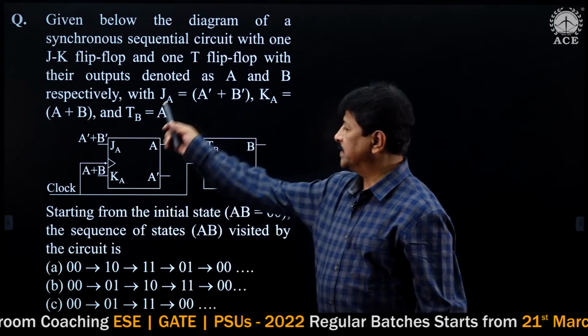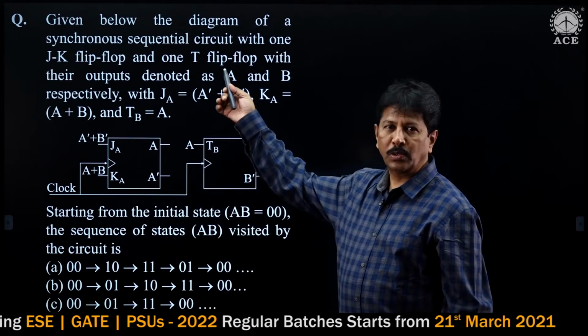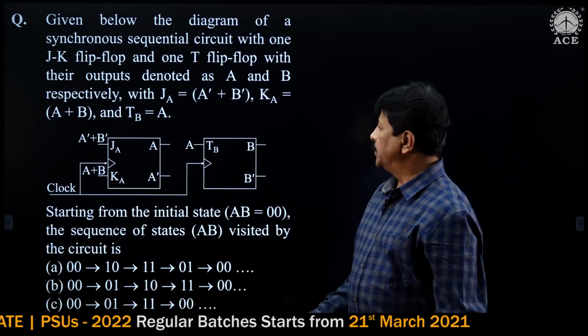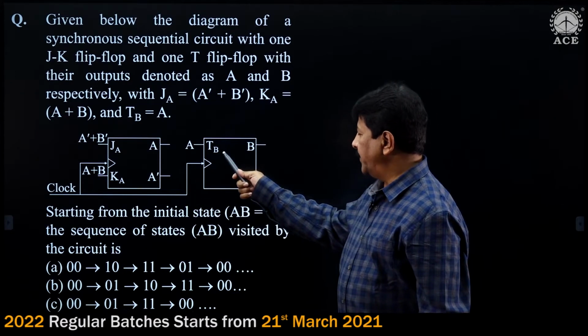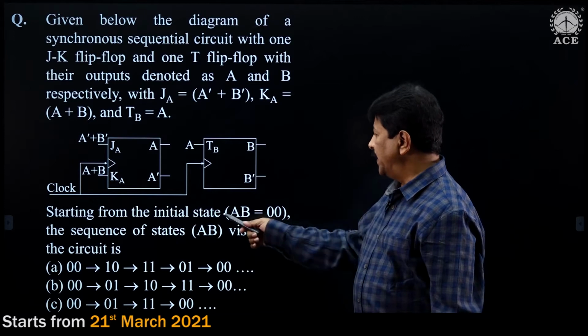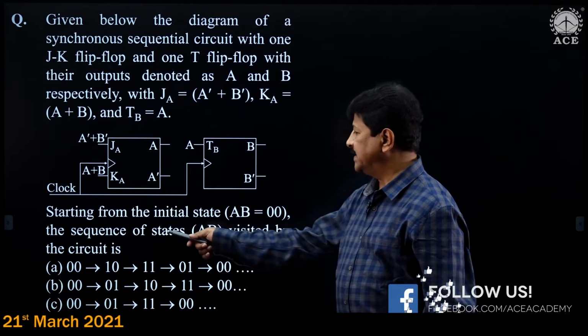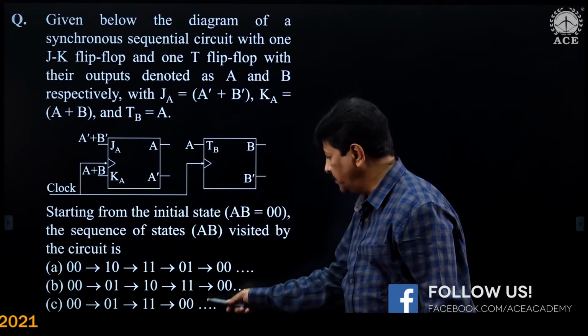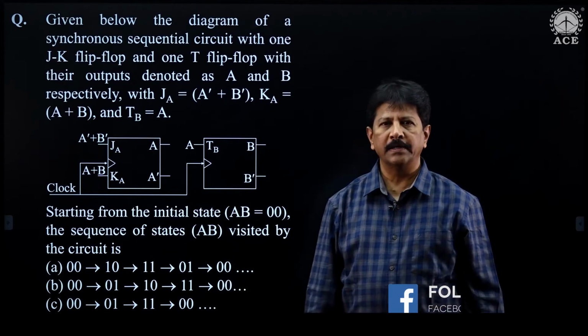So the first one is based on a simple sequential circuit like this. One JK flip-flop and T flip-flop are given here, and then it's asking, with the initial state given, what are the sequence of states it is going to perform. Okay, it is going to count.